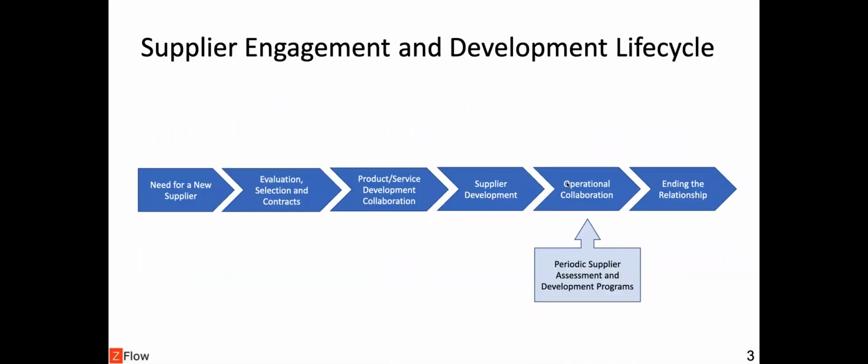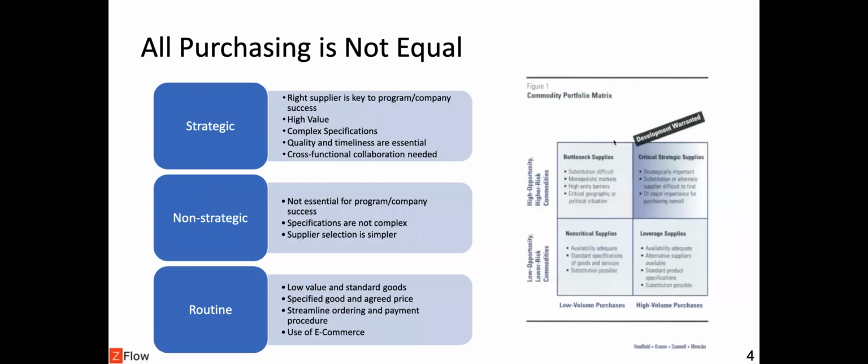So if you look at the supplier engagement and development lifecycle, there are many, many stages. Obviously, depending upon the type of product supplier you work with, not all of it is necessary. However, these are the various stages your company is going through to find the need for new suppliers, as well as selecting, working with them, developing them, and for some reason or another, perhaps even ending the relationship, right?